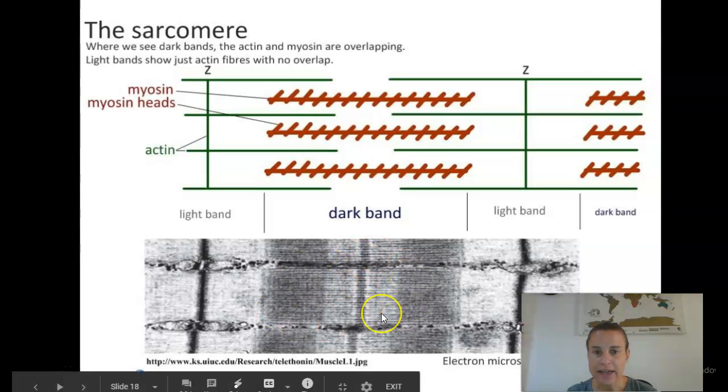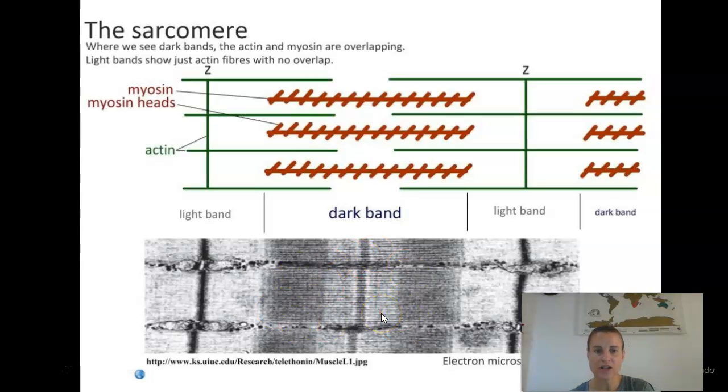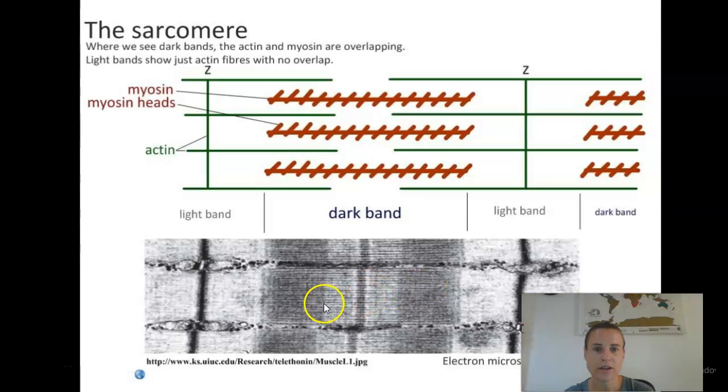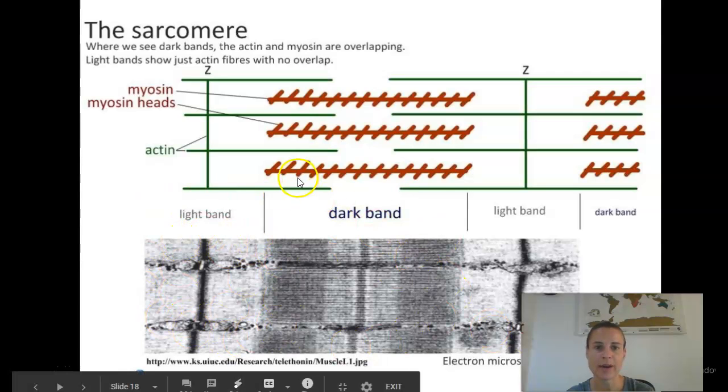This is actually an electron micrograph, so you can see what it actually looks like. This muscle is not contracted. Down here you can see the actin, and then you can see the myosin, which is in the middle. This dark band corresponds to where there is no actin when it's relaxed, and then the light band is over here, where there is only actin. There is no myosin in the light band. That's why it's lighter in color, and this dark band is where the myosin sits.